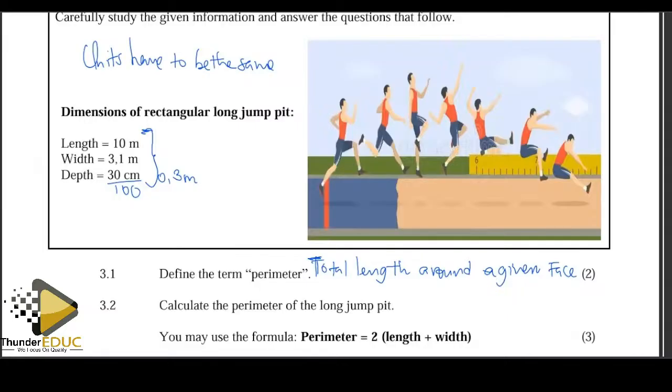Calculate the perimeter of the long jump pit. So we need length, and we know our length is 10. You bring the 10, put it here. Plus, what's the width? It's 3,1. Bring the 3,1. Put everything in brackets, put the 2. This is 1 mark for the right substitution. We come to 10 plus 3,1, so the final answer becomes, don't forget the units, 26,2 meters.